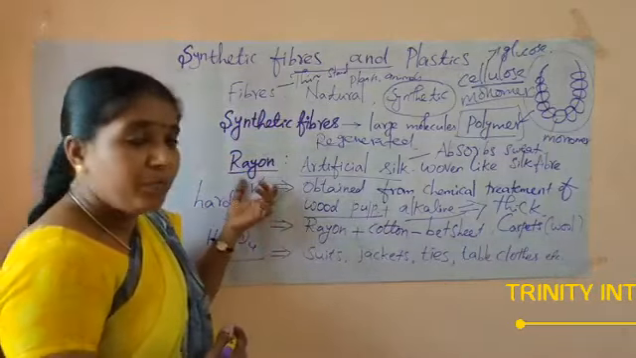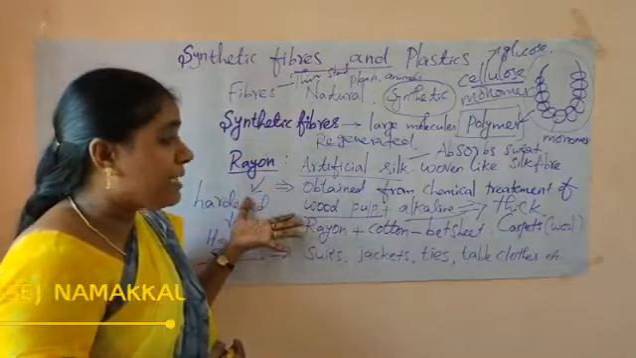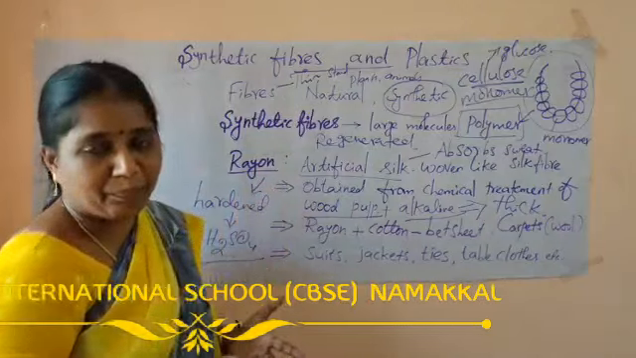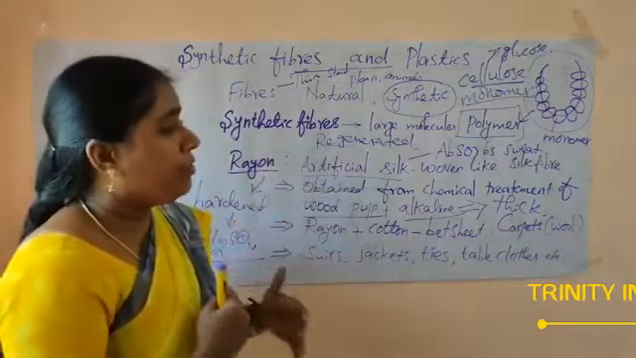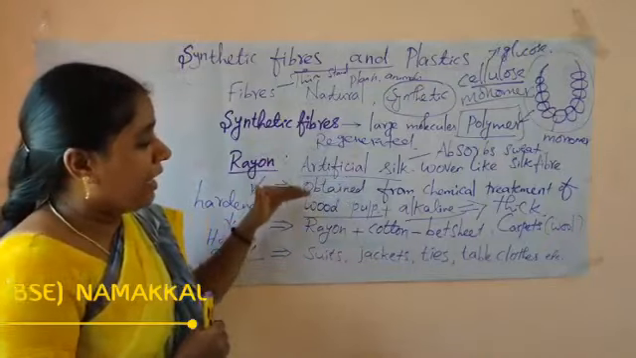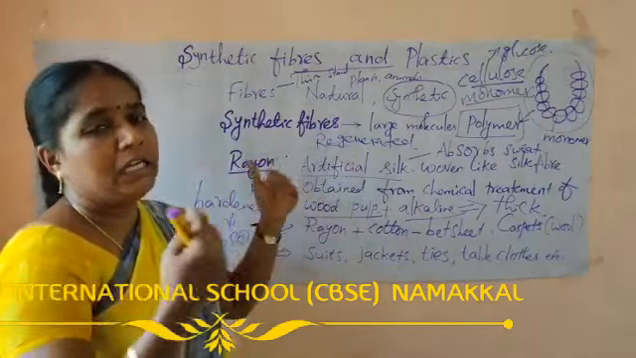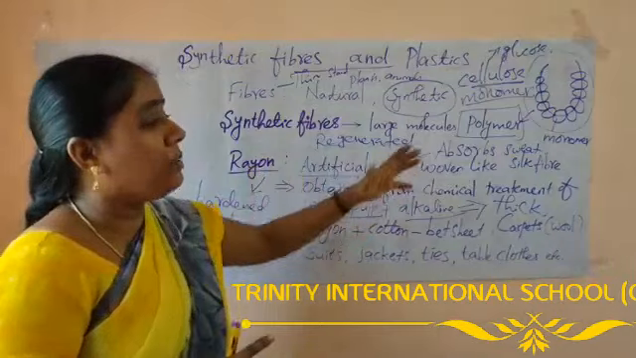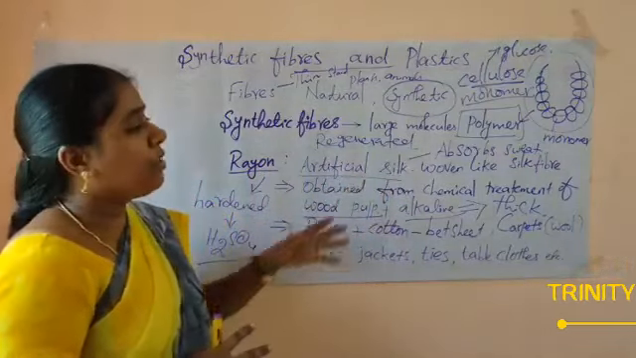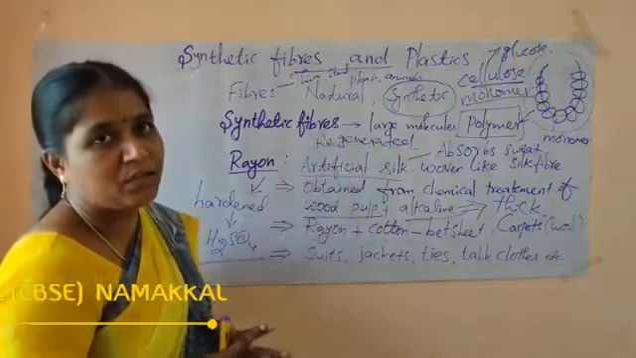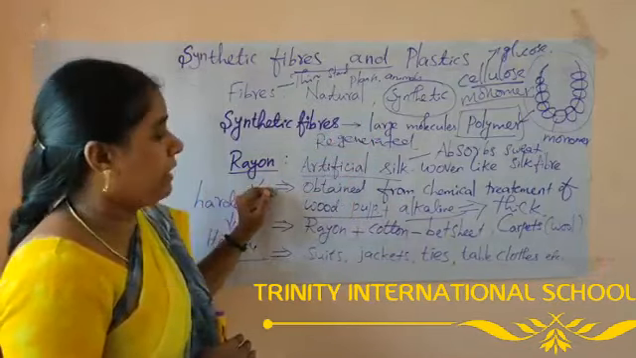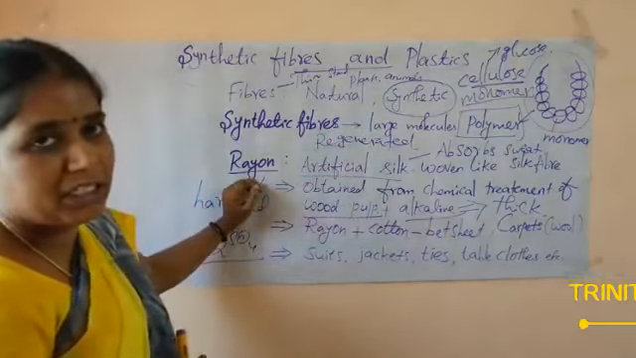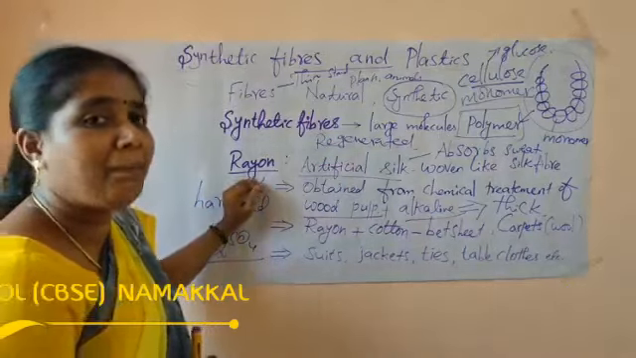Now we will discuss the properties of rayon. It looks like silk, so we can weave it like silk fiber. These rayons are easy to wear and absorb sweat, so we can use them during the summer season also. It is hard as well as soft. So we use these rayon fibers in many places.